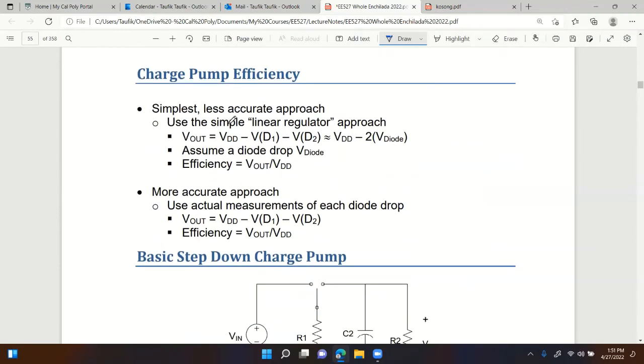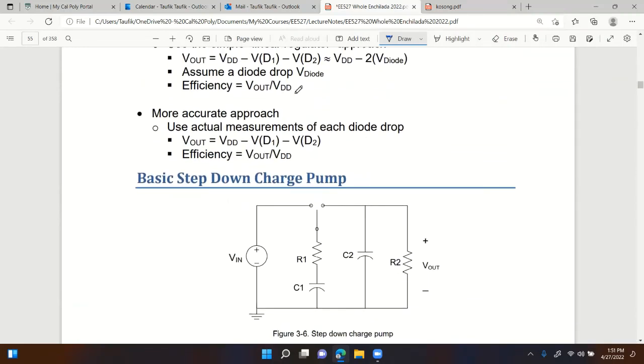The simplest, less accurate approach is to use the simple linear regulator approach. V out is equal to VDD minus V diode 1 minus V diode 2, which is approximately equal to VDD minus 2 V diode. If they're different, you can just put in the different values for the voltage across the diodes. But if they're about the same, you can approximate the equation as VDD minus 2 times a single diode drop. And then efficiency would be V out over V in. That's actually not a good efficiency, huh?